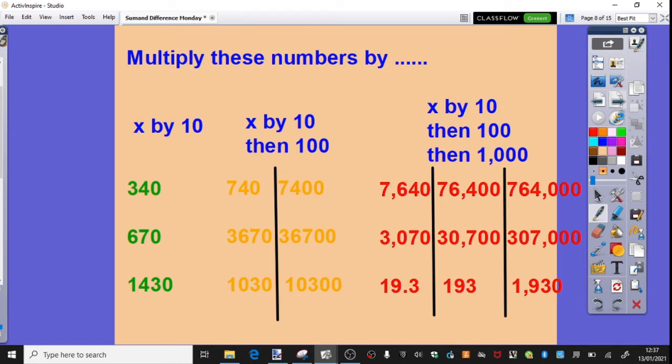So here we have the answers for you, and you can see here we've got where we've multiplied by 10 and by 100 for the orangey yellow column, and then with the red column you can obviously see where we've multiplied by 10, multiplied by 100 and by 1000, so you can mark those now.